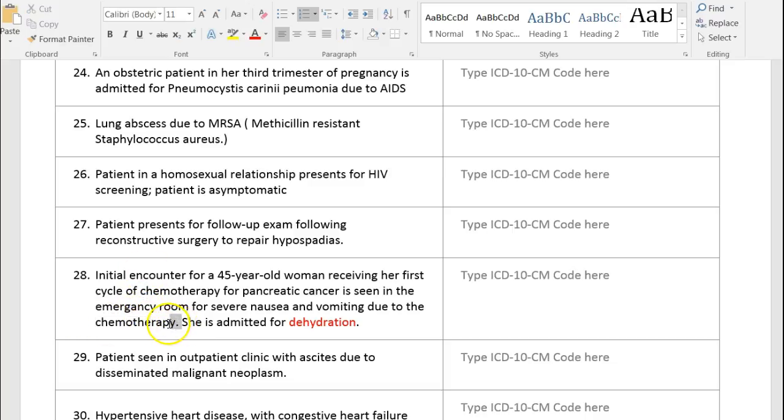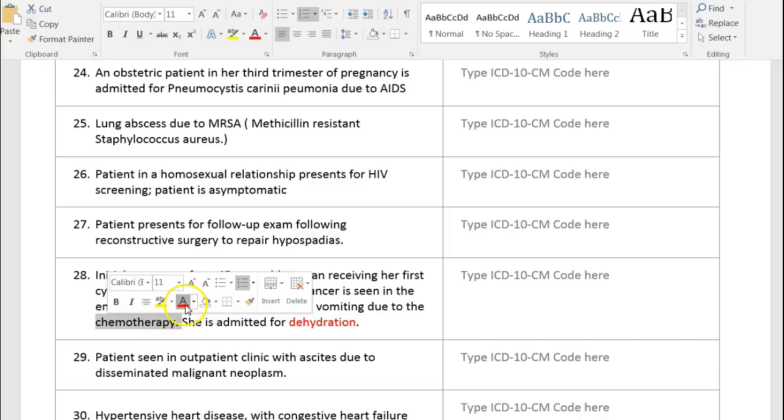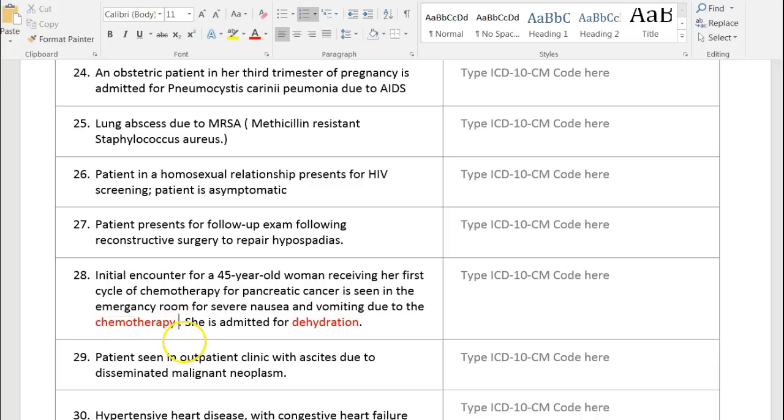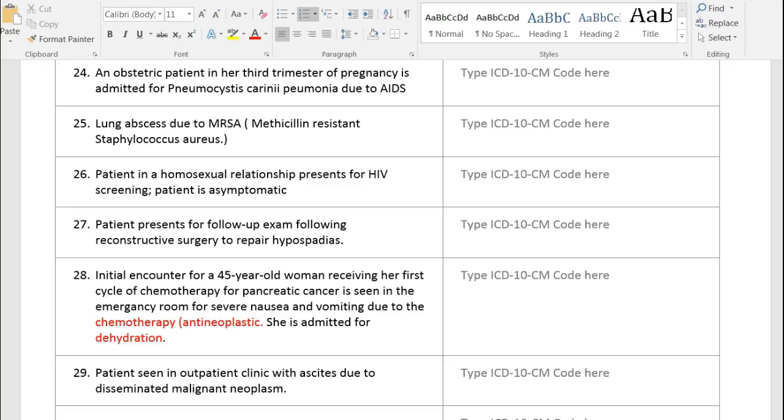I'm going to put a note here because this is probably a little difficult. Chemotherapy is considered anti-neoplastic. That's the type of medication that you will look for in the table of drugs and chemicals. And then from there, your column would be adverse effect.